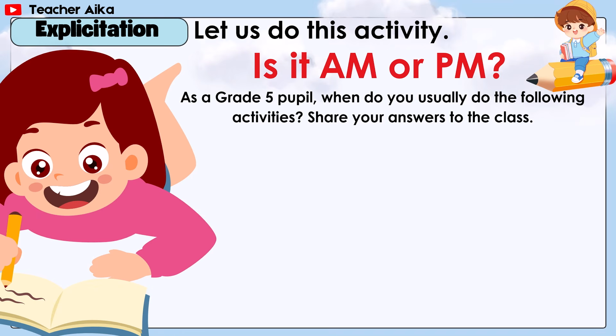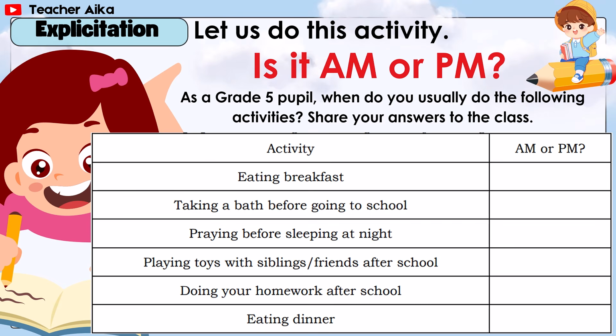Explicitation. Let us do this activity. Is it AM or PM? As a grade 5 pupil, when do you usually do the following activities? Share your answers to the class. Activity: eating breakfast, taking a bath before going to school, praying before sleeping at night, playing toys with siblings or friends after school, doing your homework after school, and eating dinner. Is it AM or PM?